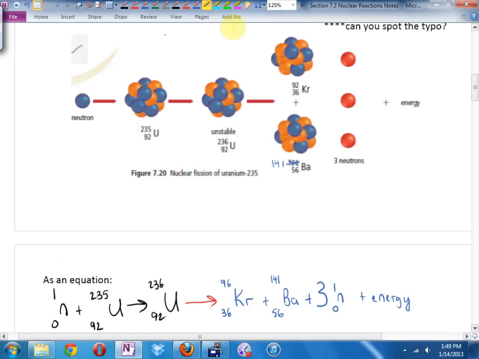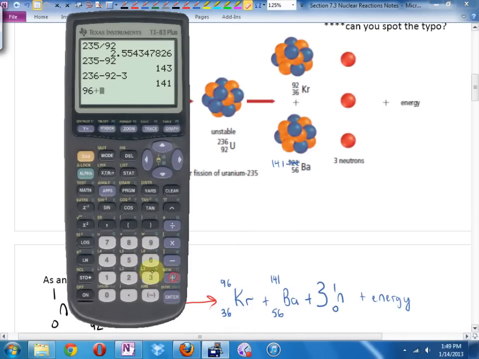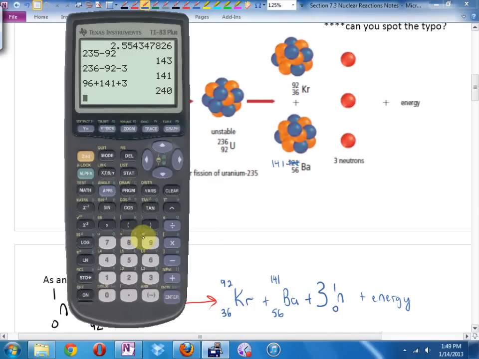At the beginning, how much mass do I have, grand total? 236. Midway through, how much mass do I have? 236. How much mass do I have at the end? Well, 96 plus 141 plus 3. Is that right, Mr. Duick? What am I doing here? Oh. What's supposed to be 92? That there? 92 plus 141 plus 3. I can't even read my own writing. 236. My mass is balanced. Yes? Okay, I've lied.